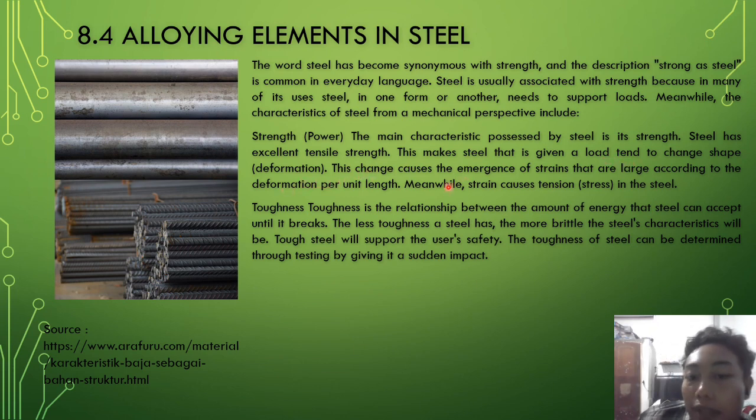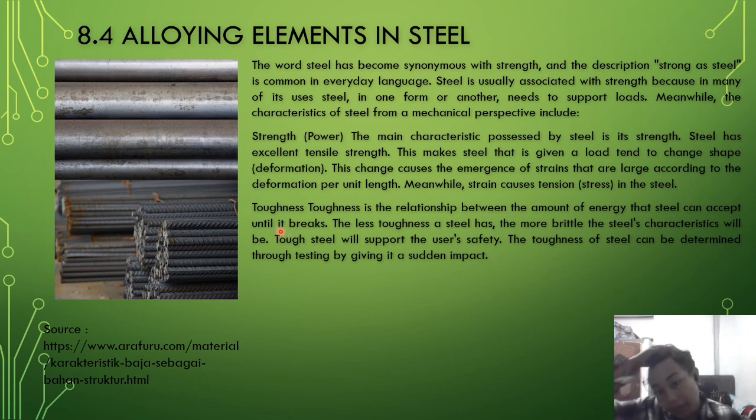This is achieved because of the molecular strength of the bonds resisting deformation, while strain causes tensile stress in the steel. Toughness is the relationship between the amount of energy steel can absorb until it breaks.